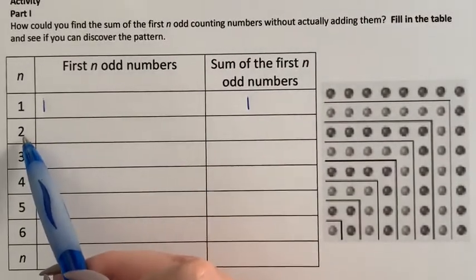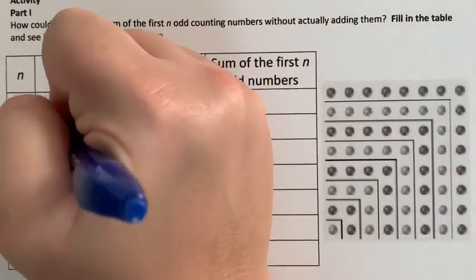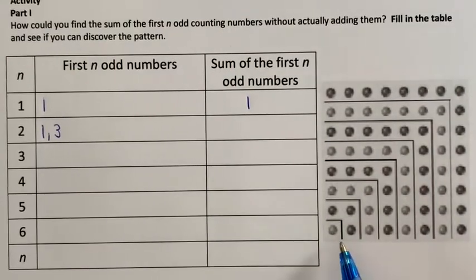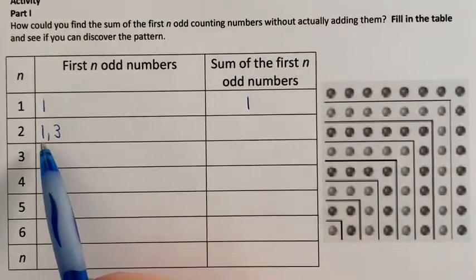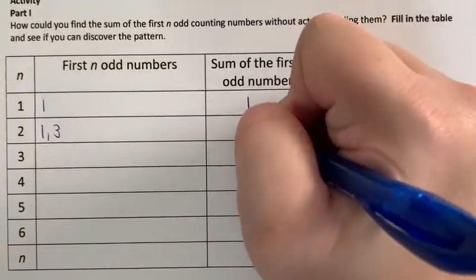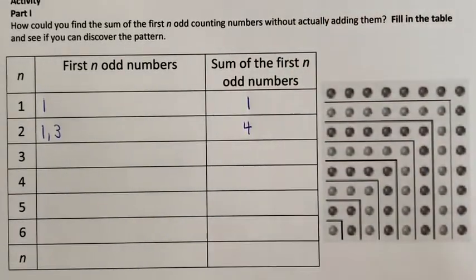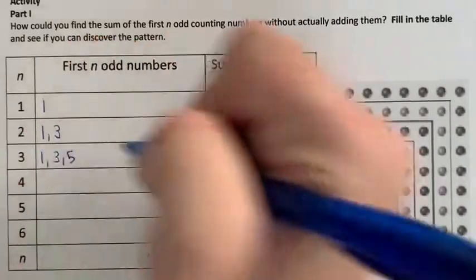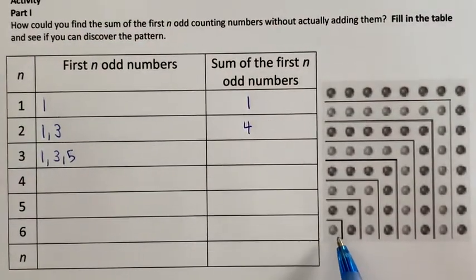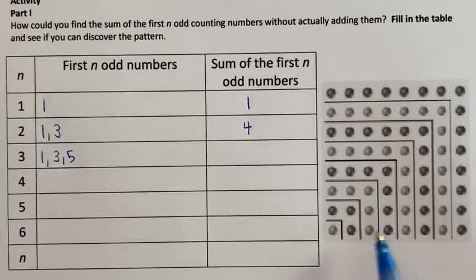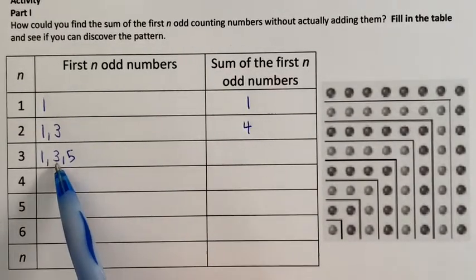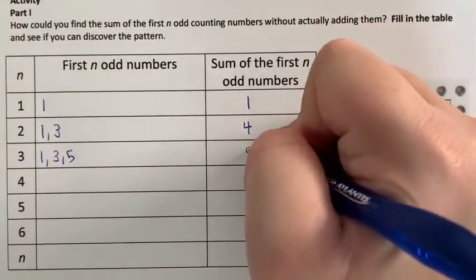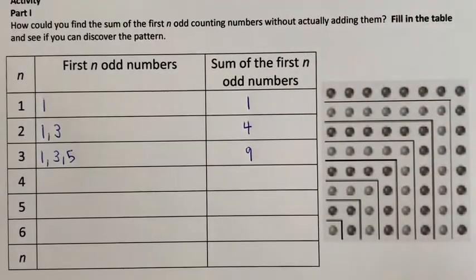Our first 2 odd numbers would be 1 and 3. And if you look at our figure, we can confirm that. Our first odd numbers here are 1 and 3. For our sum, we need to add 1 plus 3 to get 4. Our first 3 odd numbers are 1, 3, and 5. We can double check in our figure. 1, 3, and 5. When I add 1 plus 3 plus 5, I get a sum of 9. And you can continue on.